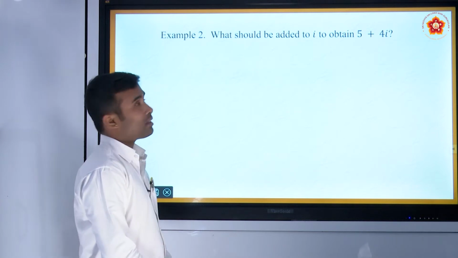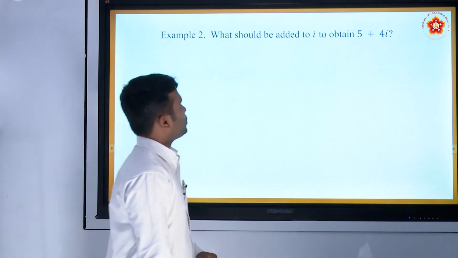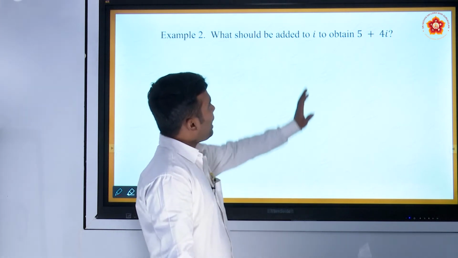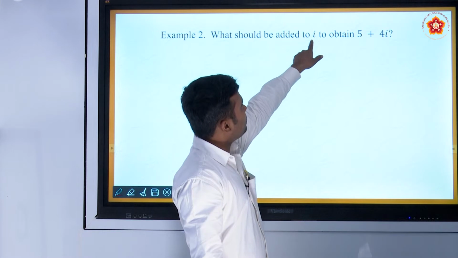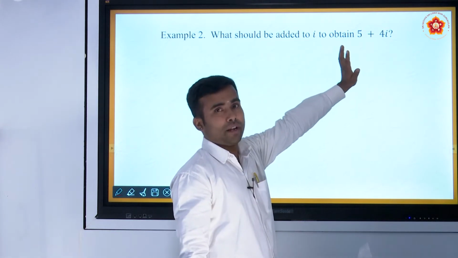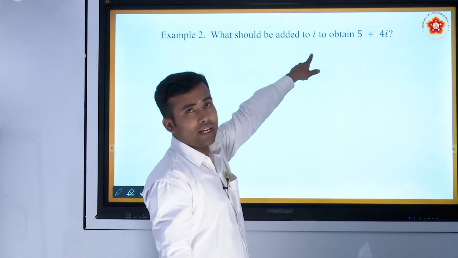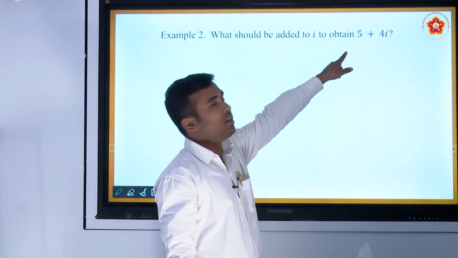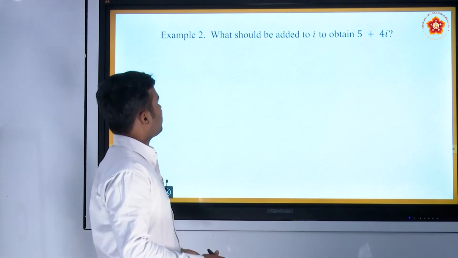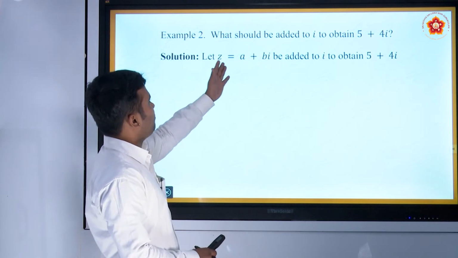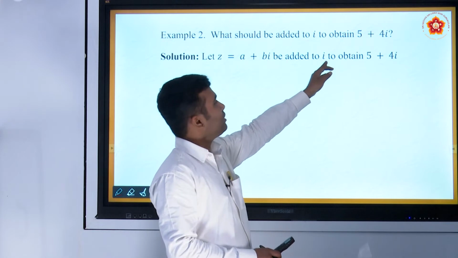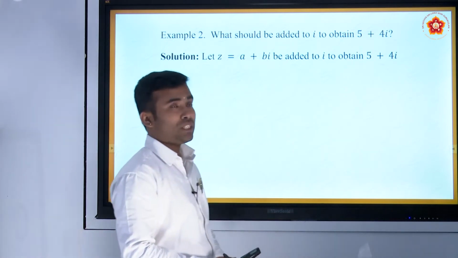Next, one more example. What should be added to i to obtain 5 plus 4i? So we should add some complex number to get 5 plus 4i. Something we have to add to i, then only we are able to get 5 plus 4i. Let us say we take z equal to a plus bi, and that should be added to i to get 5 plus 4i.